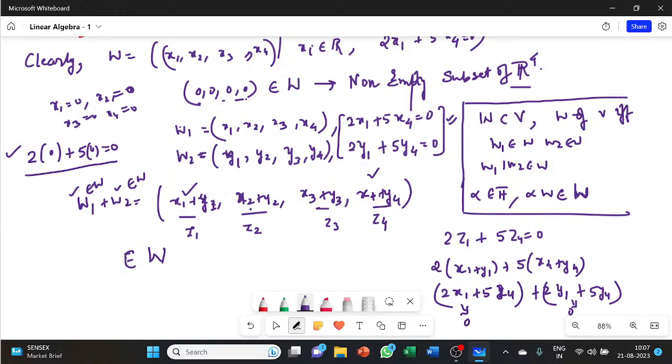Let us write them up as z1, z2, z3, z4. I have proven that 2z1 plus 5z4 comes out to be 0. Then it implies that w1 plus w2 also belongs to W. The condition for remaining in W was that for any 4-tuple x1, x2, x3 and x4, 2 times the first element plus 5 times the last element should give you a 0, and indeed here you can see that is the case.